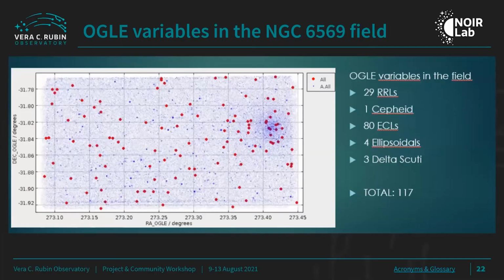So the idea behind was to start dealing with the very crowded fields and massive data sets to understand, from the point of view of the user, what are the problems behind and the best techniques to find variable stars and characterize them. And we selected this single individual chip around the globular cluster NGC 6569, for which we already know some of the variable stars in the field from OGLE.